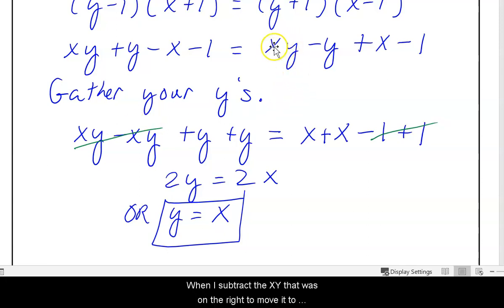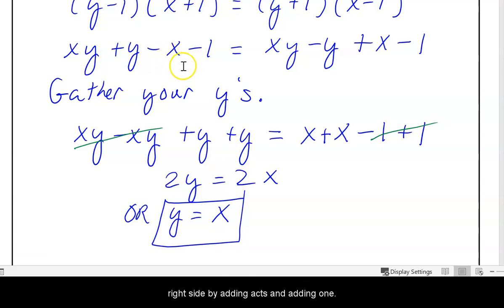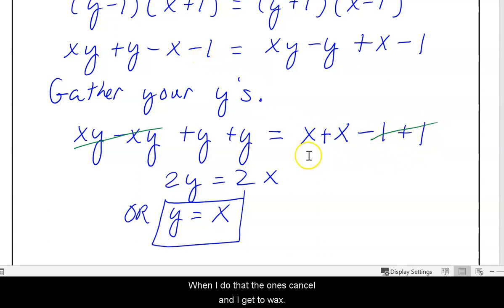When I subtract the xy that was on the right to move it to the left, it will cancel. In order to move the negative y that was on the right, I have to add it, and that gives me 2y on the left. Since the negative x and the negative 1 on the left do not have y's in them, then they will be moved to the right side by adding x and adding 1. When I do that, the 1's cancel and I get 2x. That means that my particular solution for this problem is the very simple equation, yes, the identity function, y equals x.